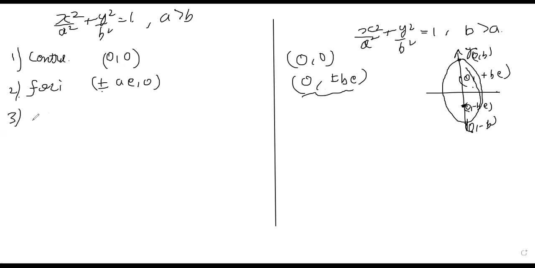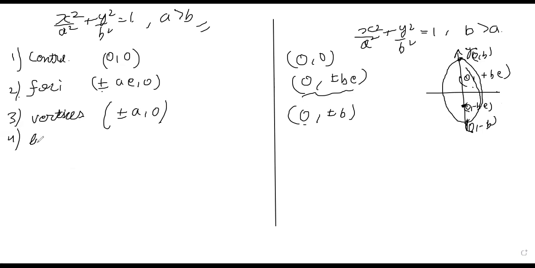Third is vertices. What are the coordinates of vertices? For this, plus minus a, 0. And in this case, 0, plus minus b, because these are the vertices. And the fourth one is length of major axis. So in this case, length of major axis was what? For this type of ellipse.